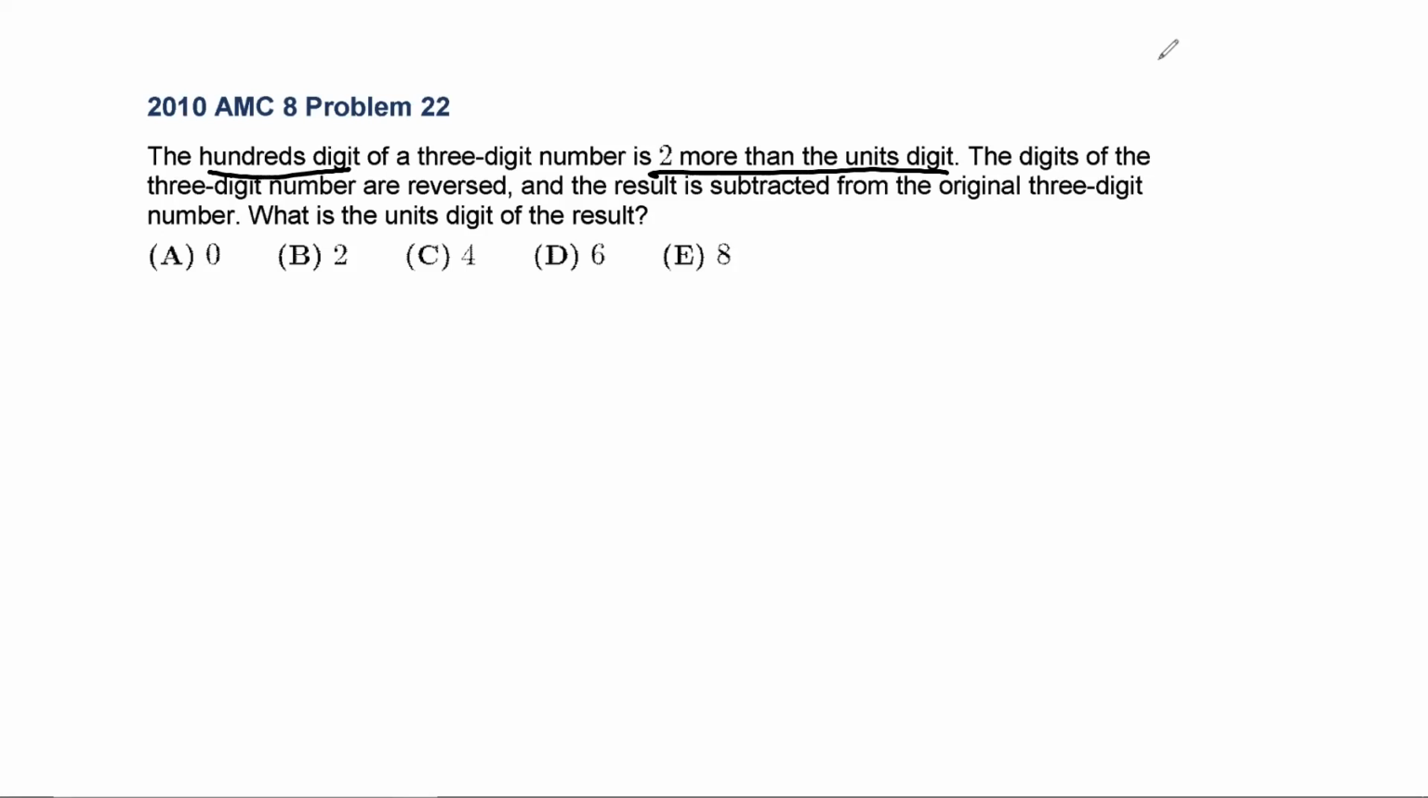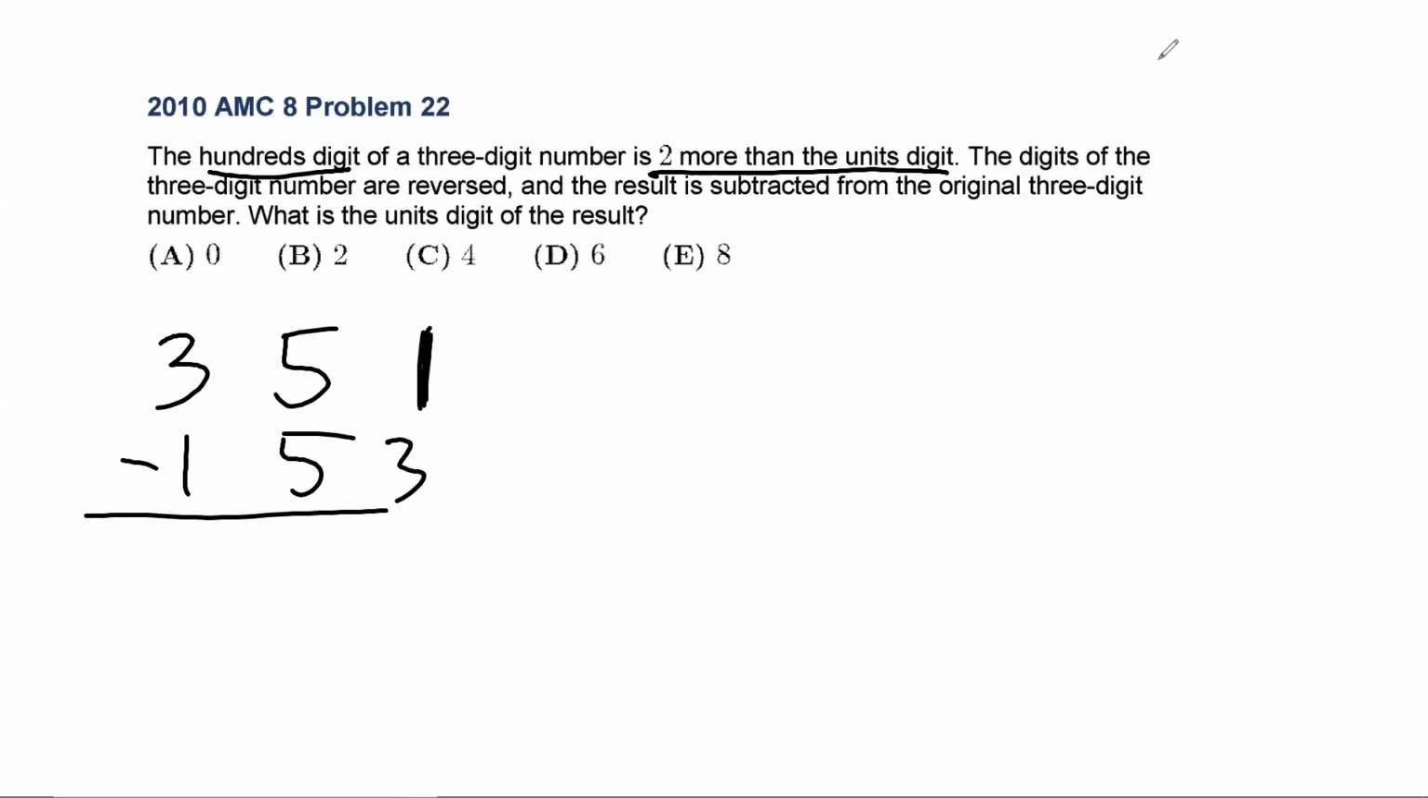So for example, let's say our hundredths digit is 3 and our units digit is 1. So we have, for example, some random number in the middle, let's say 5. So if you reverse the digits, you get 153. And if you subtract the two numbers, then you will get 1 minus 3 for the units digit, but the 1 will obviously borrow. So that becomes 11. And 11 minus 3 is 8, which means your answer is 8.